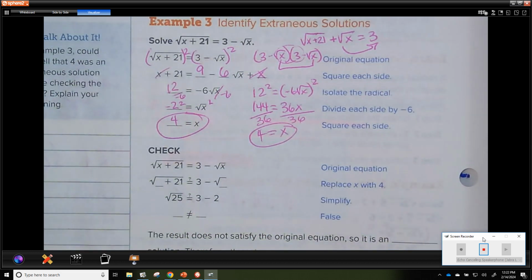I want to show you how to find that this is not a solution.